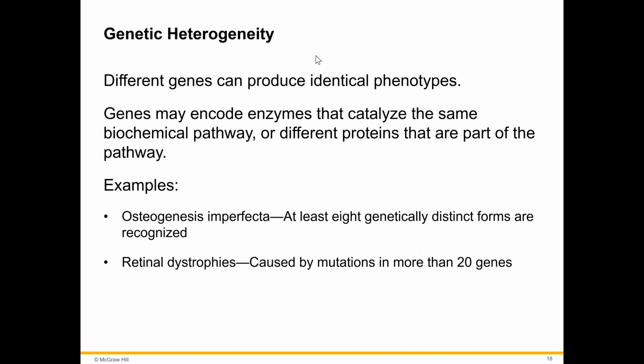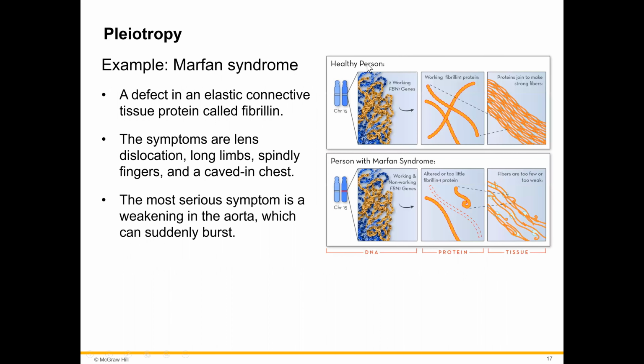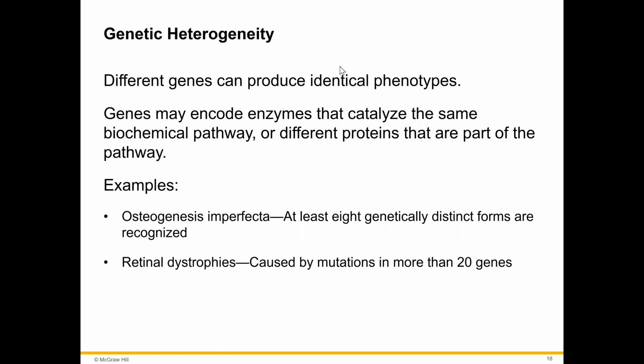Genetic heterogeneity: different genes can produce the same phenotypes. Genes may encode enzymes that catalyze the same biochemical pathway or different proteins that are part of the pathway. So not only do we have pleiotropy, when one gene affects several organs, we also have genetic heterogeneity, when many genes produce identical phenotypes.